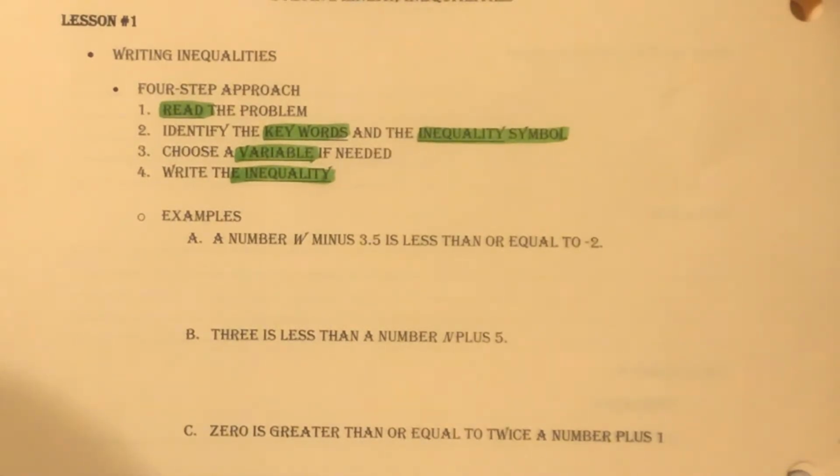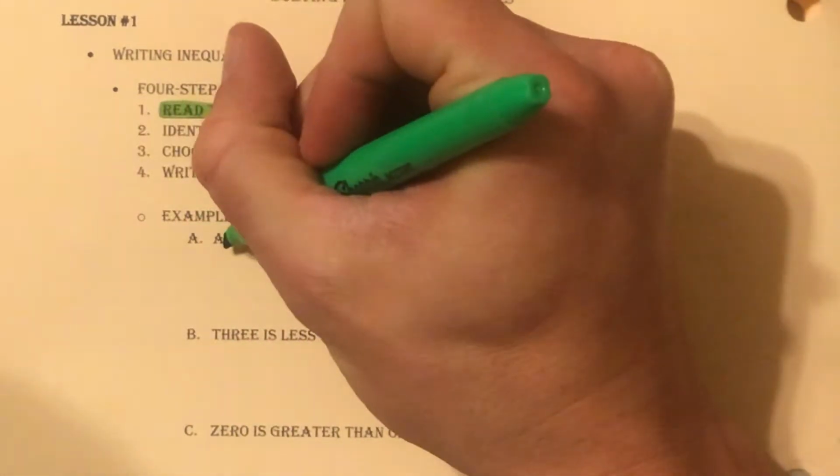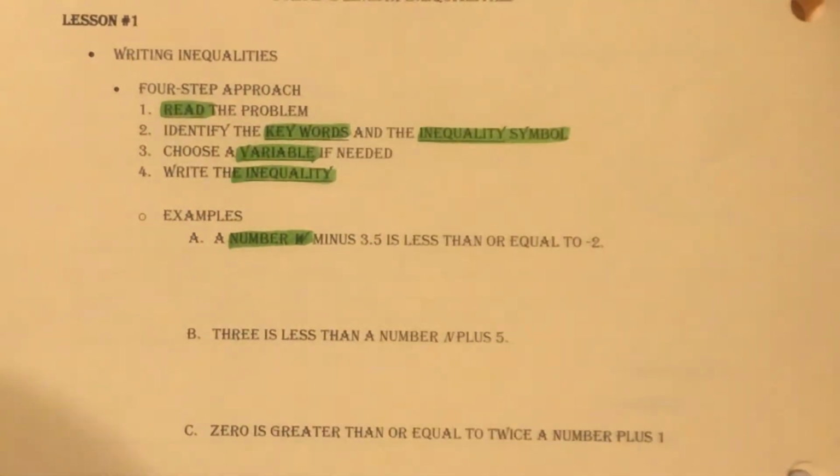We've got example A, which says a number W minus 3.5 is less than or equal to negative 2. So step 1, read the problem. I did that. Step 2, I want to identify keywords and the inequality symbol if I can. So first keyword when I read that is a number W. Right there is my variable. So it's already giving me my variable. So step 3 is already kind of taken care of for me.